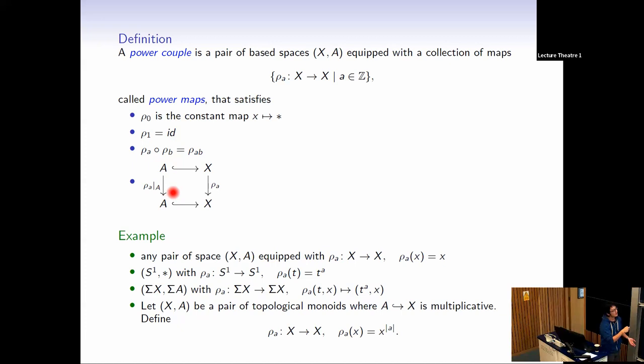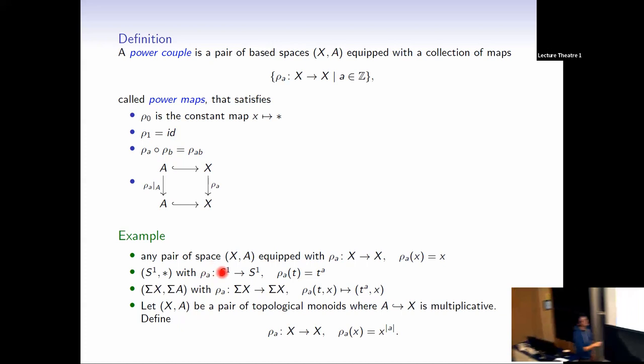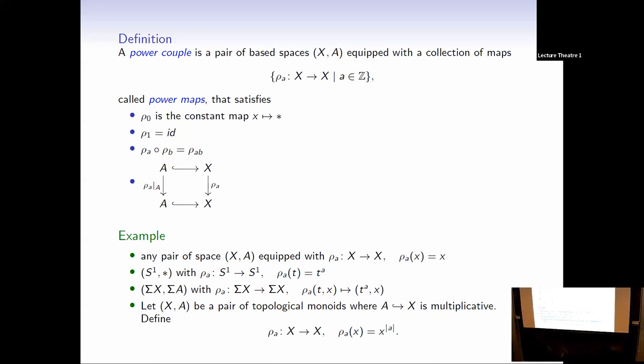So here are some examples. If you give me any pair of spaces X, A, I can always equip it with trivial power maps, that is, rho A equals identity, A is not equal zero. Then we can treat it as a power couple. Or back to our case, that we have S1 comma a point, then we can think of S1 to be the unit circle in the complex plane, then we take the power maps, rho A, to be the power maps, t to the power A.